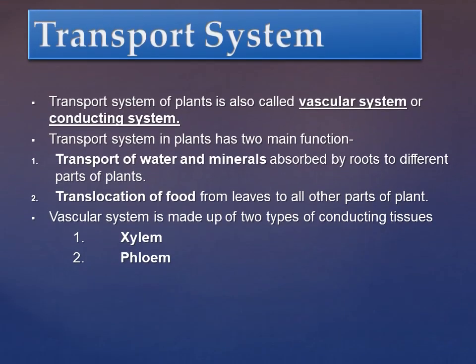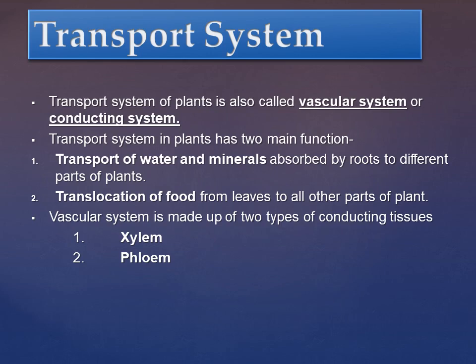Now you all must know that all organisms need to transport nutrients, water and oxygen from one part of their body to the other. So complex plants and even animals have a well-defined transport system. The transport system of plants is called vascular system or conducting system. It has two main functions. The first is transport of water and minerals absorbed by roots to different parts of plants. And the second is translocation of food from leaves to all other parts of the plant.